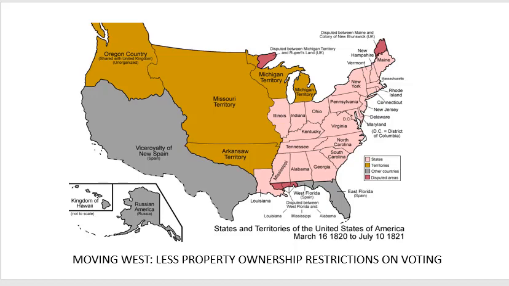In the original 13 states, property restrictions began to drop away, first in the North, and then after some resistance from planters in the South as well. This was largely done because of political pressure. White men without property could not vote.